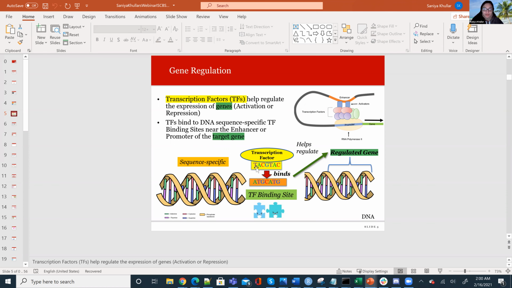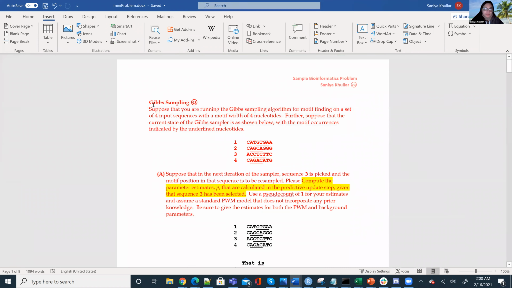So understanding the motifs that they bind to, if you look along a sequence of the DNA, is really important. And there are many different techniques that can help us figure these out. And one of them is Gibbs sampling. So please suppose that you're running the Gibbs sampling algorithm for motif finding on a set of 4. So this is a toy example of 4 input sequences with a motif width of 4 nucleotides.